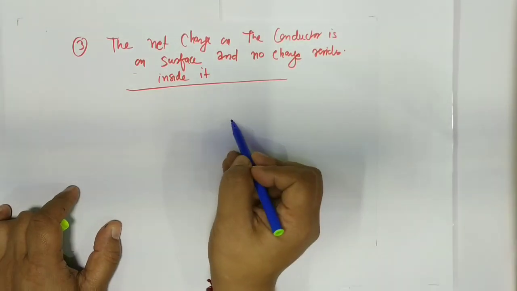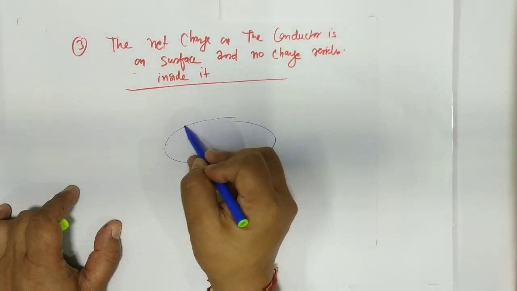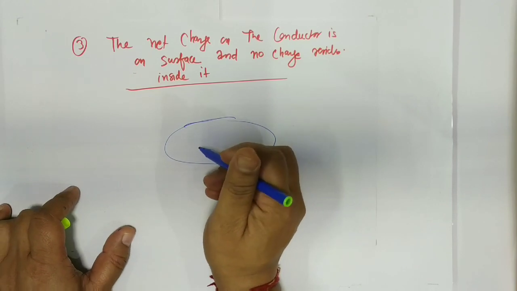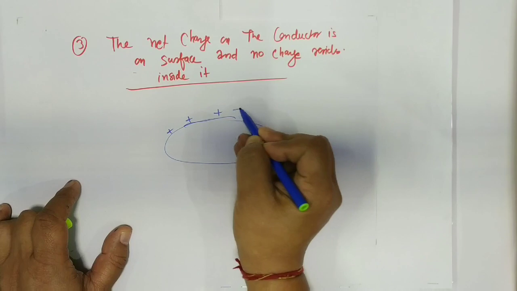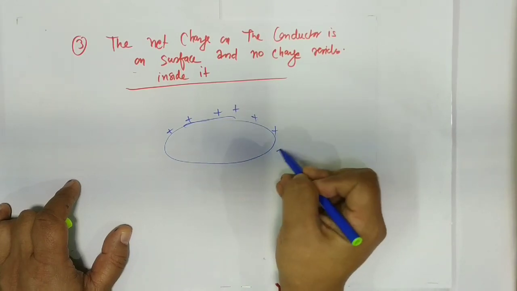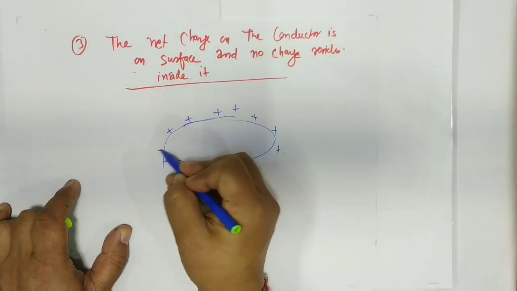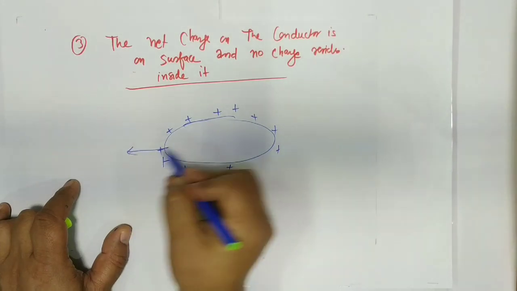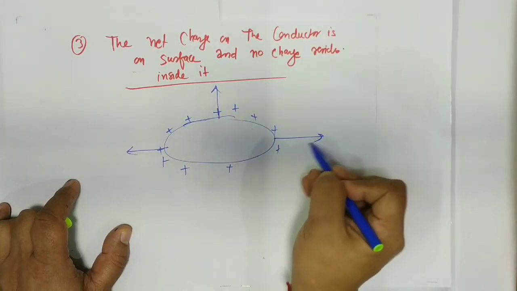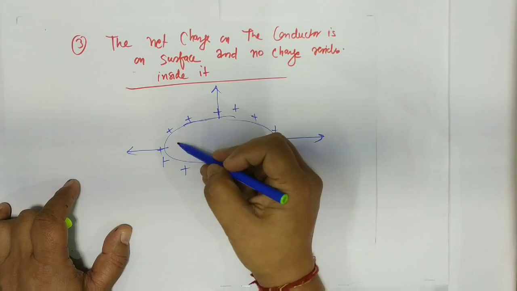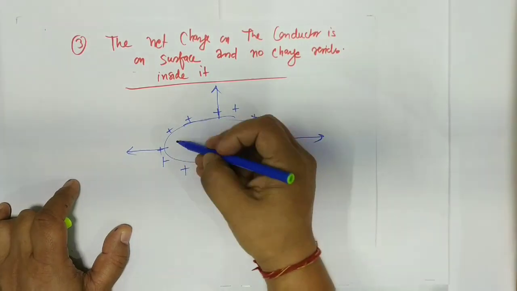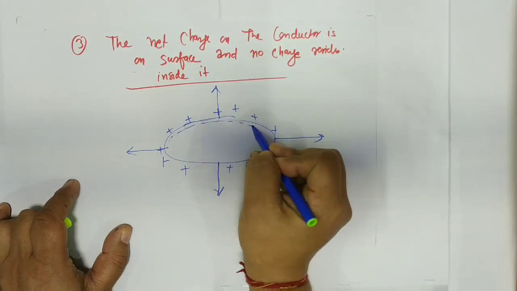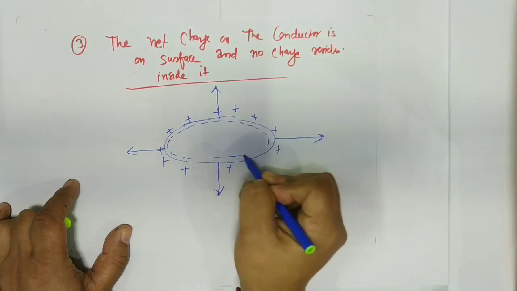Say there is a conductor. This is a conducting surface. And we all know that the charge is on the surface. And this is the electric field. This is like a Gaussian surface.